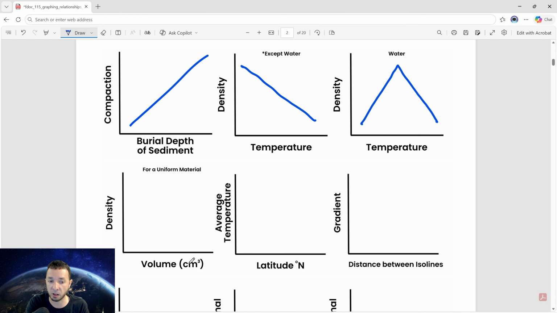Next one is, as volume increases for a uniform material, what happens to density? This should be constant, right? The amount doesn't matter. Density should stay the same. As latitude in degrees north increases, what happens to the average temperature? It should drop the higher the latitude. As distance between isolines increases, what happens to the gradient? It should drop.